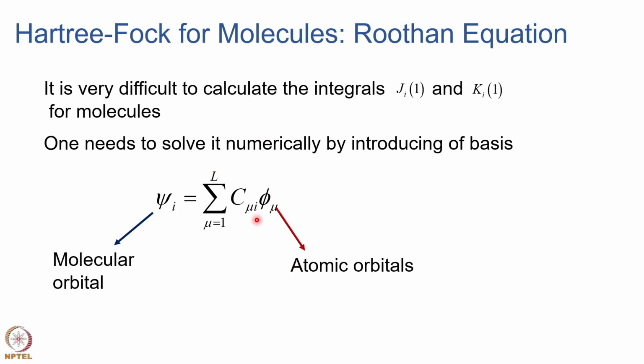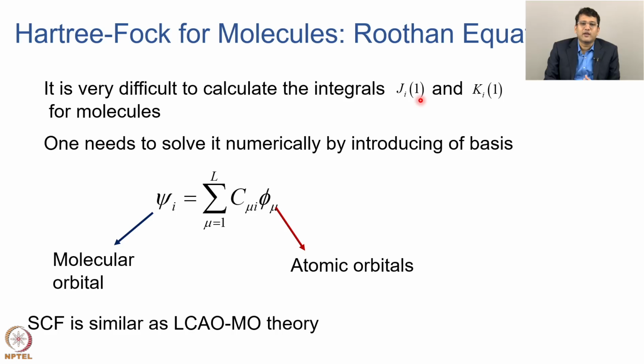But because I am representing my molecular orbitals as a linear combination of atomic orbitals, that is why SCF theory is similar to LCAO-MO theory, linear combination of atomic orbitals to generate molecular orbitals. And because I am defining the molecular orbital as a linear combination of atomic orbitals, it gives me two advantages. First of all, for atomic systems, I can solve the Hartree-Fock exactly without resorting to a basis, so I get a set of known basis functions. So my problem finally remains to find this combination coefficient.